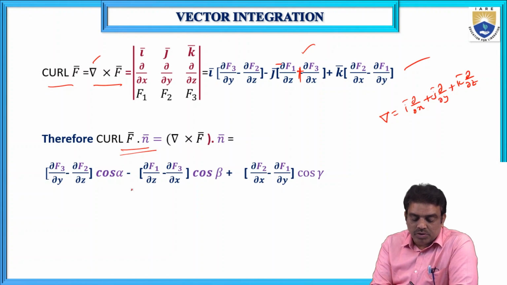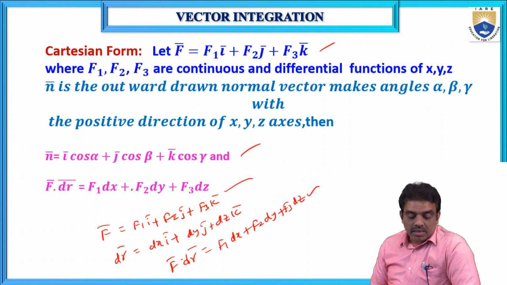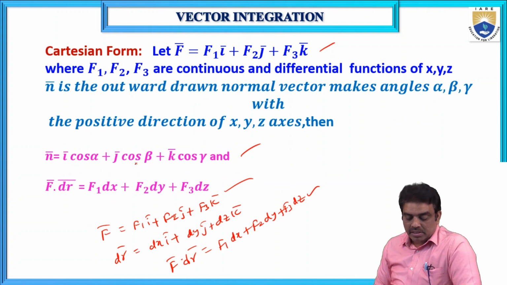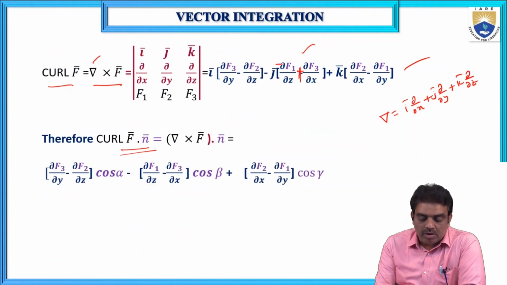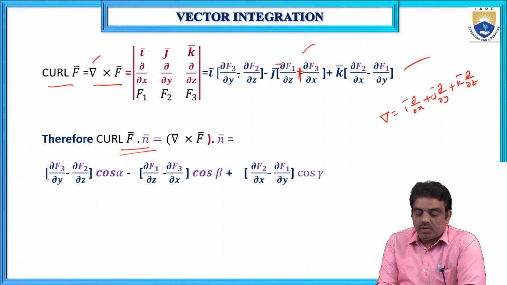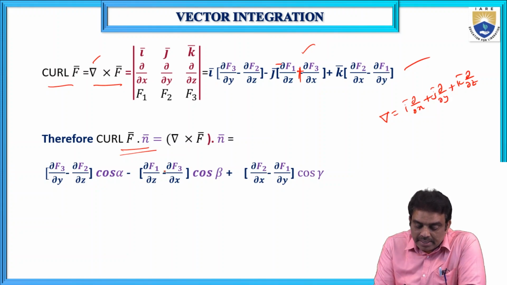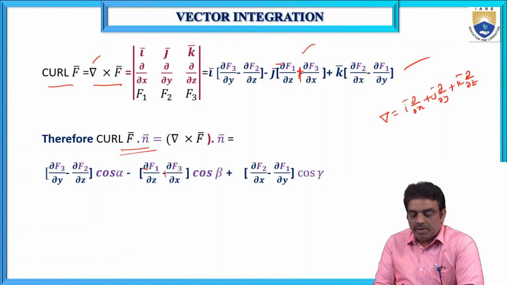Dot n bar means, as we know from the previous slide, cos alpha i bar plus cos beta j bar plus cos gamma k bar. On making the dot product of the two vectors, what will we get? (∂f3/∂y minus ∂f2/∂z) cos alpha, minus (∂f3/∂x minus ∂f1/∂z) cos beta, plus this one into cos gamma.